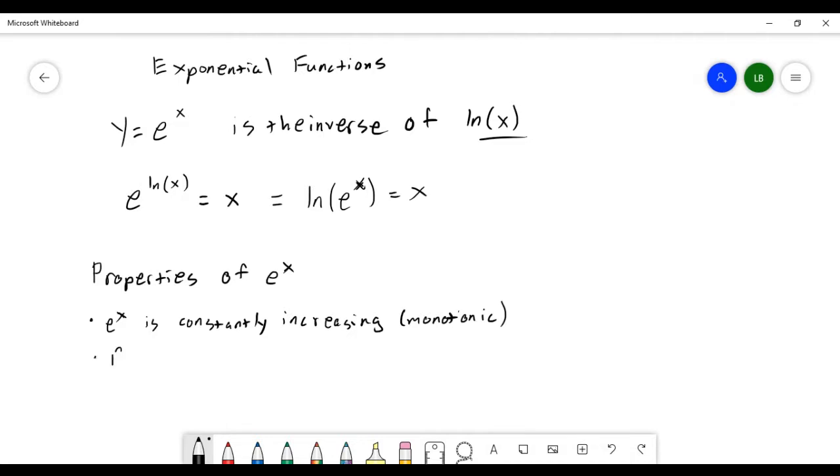Additionally, its range is all numbers that are bigger than 0, and its domain is all real numbers. And of course, that means that the range of natural log is all real numbers, and the domain of natural log is everything bigger than 0, because they're inverses. The domain of natural log is the range of e to the x, and the range of natural log is the domain of e to the x.